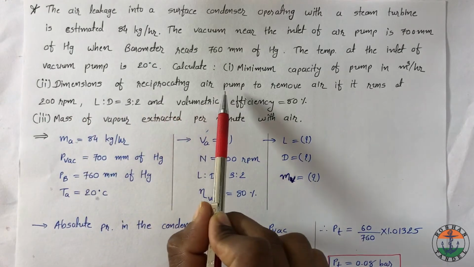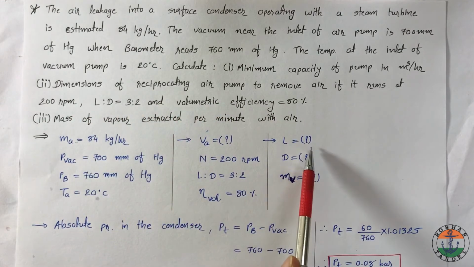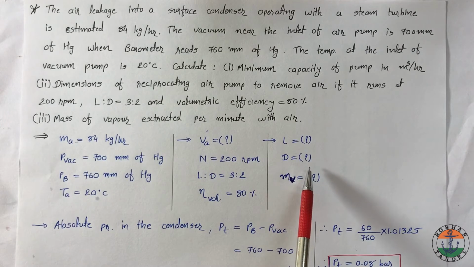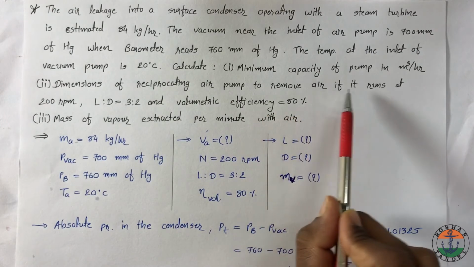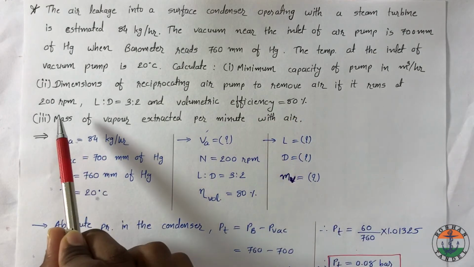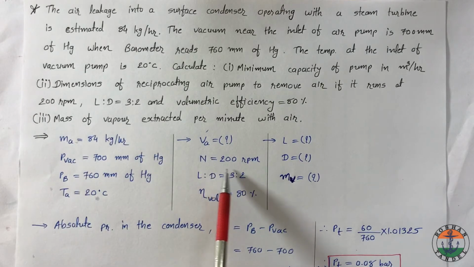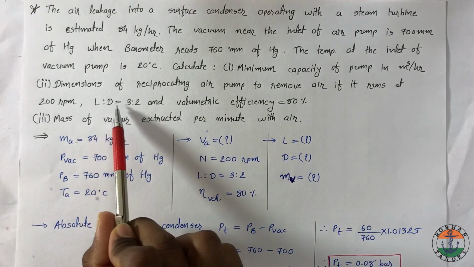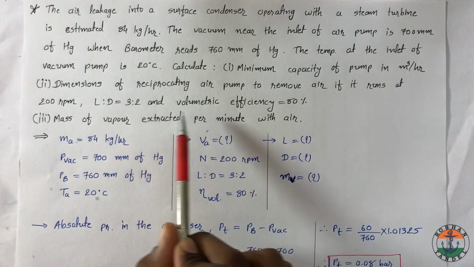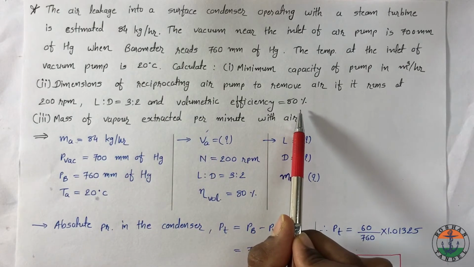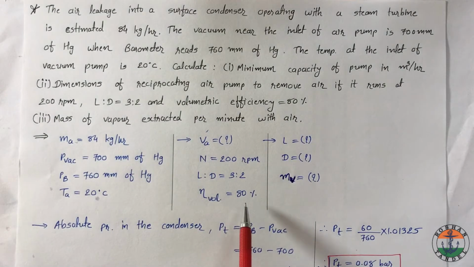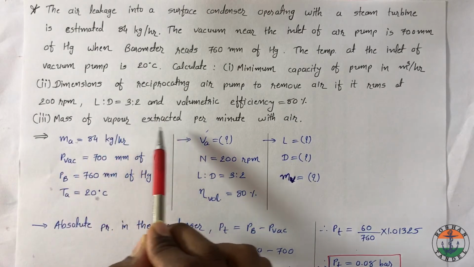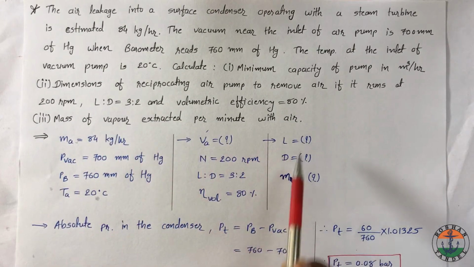Dimensions of reciprocating air pump: length and diameter of the reciprocating air pump to remove air if it runs at 200 rpm, N is given 200. L by D is equal to 3:2 and volumetric efficiency is 80%. Mass of vapor extracted per minute with air, MV.